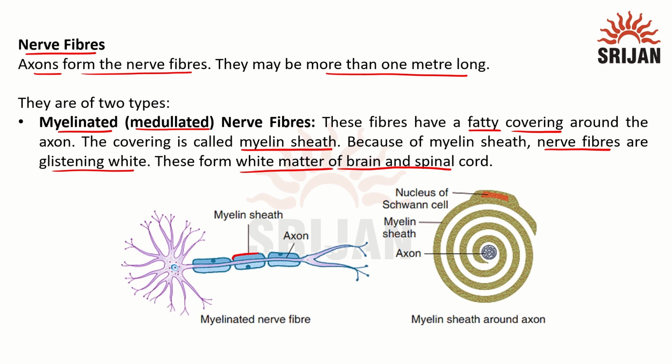So this myelin sheath is produced by Schwann cells. So we will have an axon in the center and we can observe there are Schwann cells which secrete the myelin sheath in a ring manner. So myelin sheath is produced around the axon.